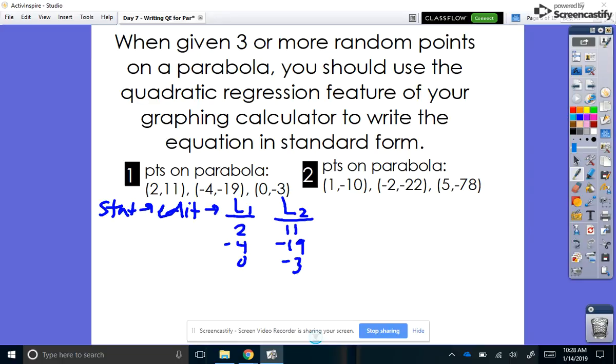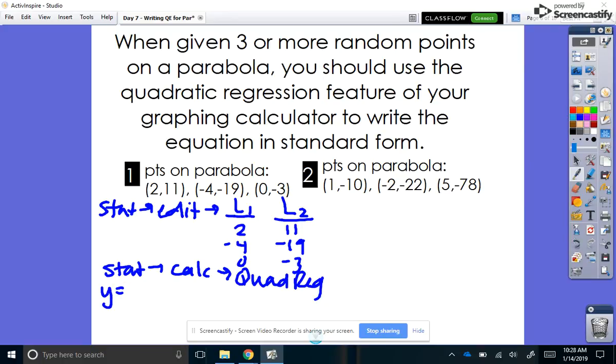When you're done with that, hit Stat, Calc, and then it is number 5, which is quadratic regression. Hit Enter, and you either need to hit Enter, or if you see the word Calculate on your calculator, you need to go down to that word Calculate and hit Enter.